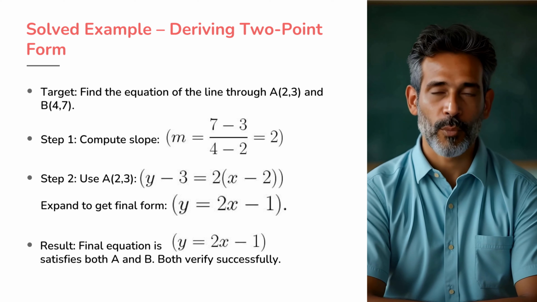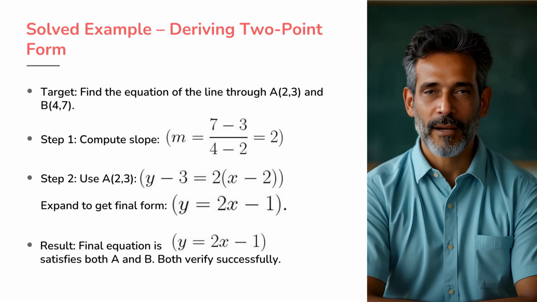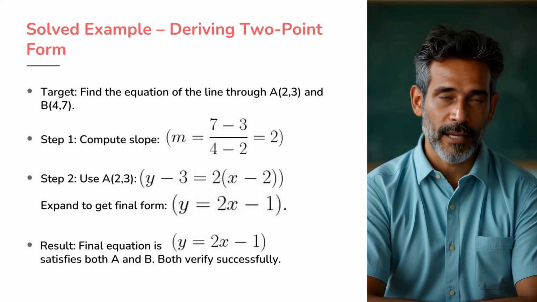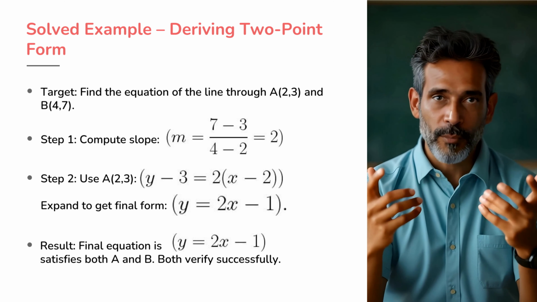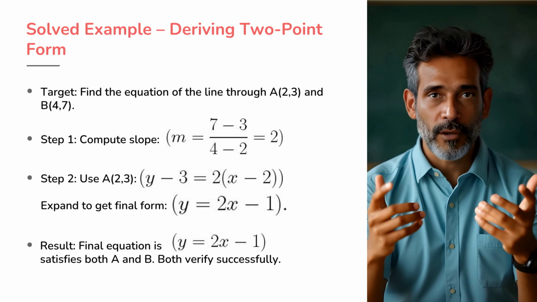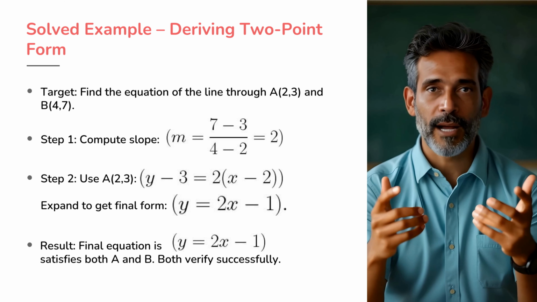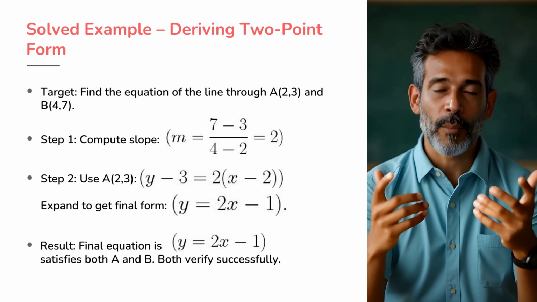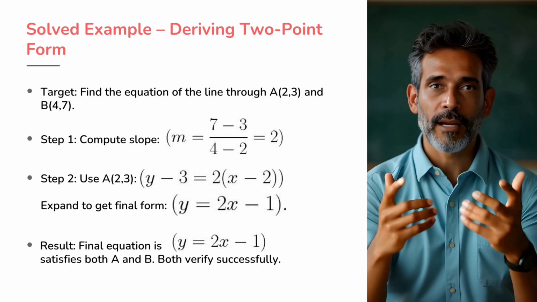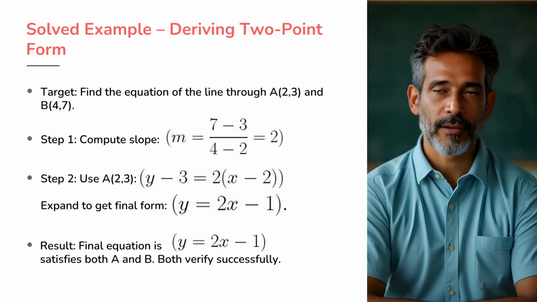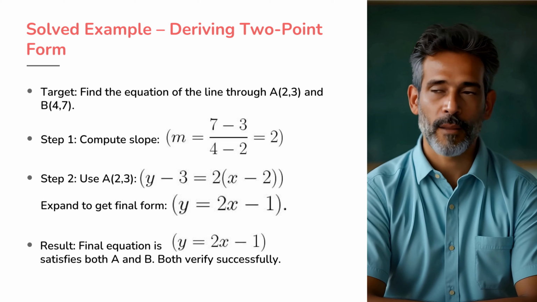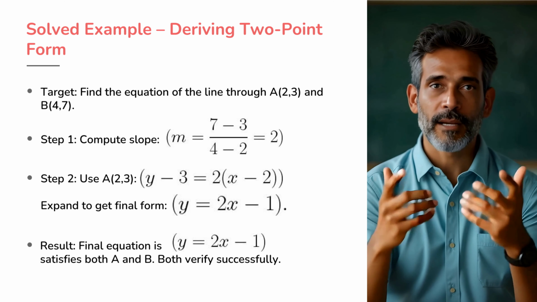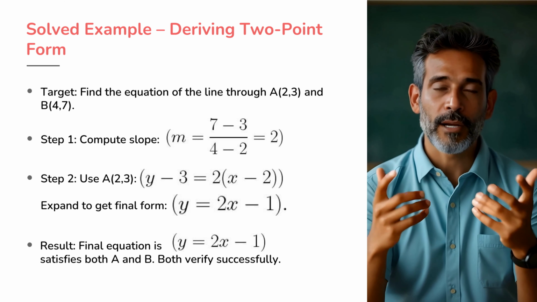Next, we use point A, which is (2, 3), in the point-slope form. That gives y minus 3 equals 2 times (x minus 2). Now expand: y equals 2x minus 1. Finally, let's check with point B. If x equals 4, then y equals 2 times 4 minus 1, that is 8 minus 1, which equals 7. Yes, point B lies exactly on the line.